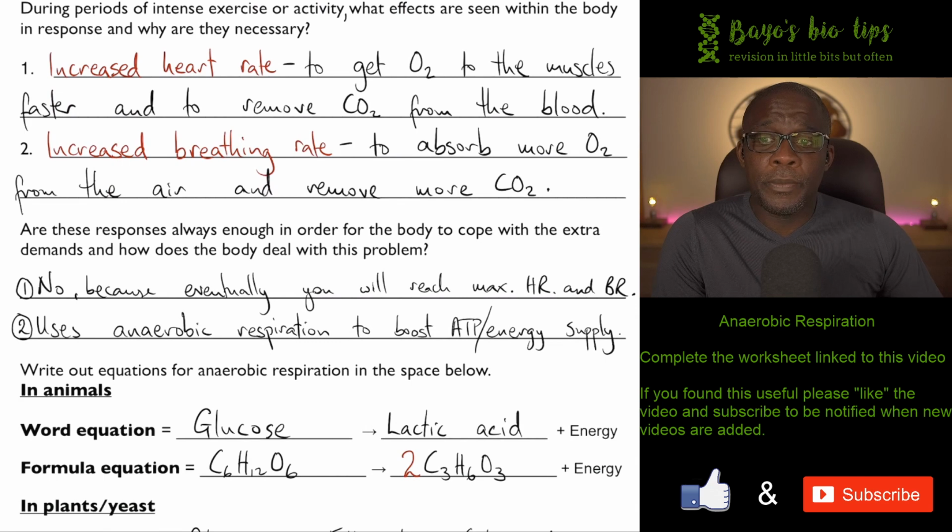The next bit. Are these responses always enough in order for the body to cope with the extra demands? And how does the body deal with this problem? In essence, the answer is no.